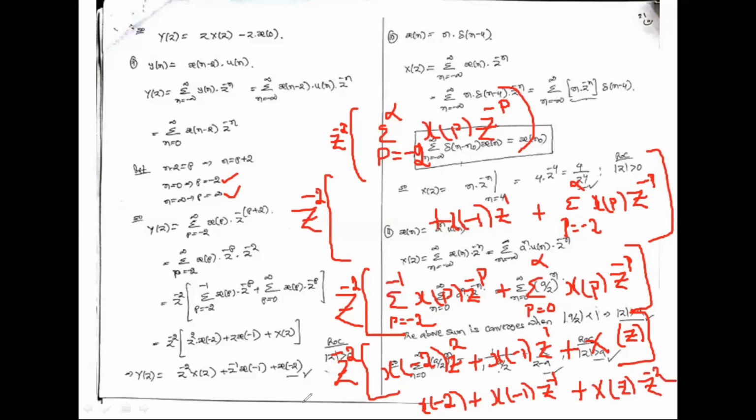It is a function after expanding. The y of z is equal to x of z z power minus 2, and x of minus 1 z power minus 1, and x of minus 2. Got it? But what is the ROC? The ROC is because it is u of n, greater than 2 only. Greater than 2. The ROC is greater than 2 because its value starts from p plus 2, n minus 2 is there here. The function n minus 2, u of n.